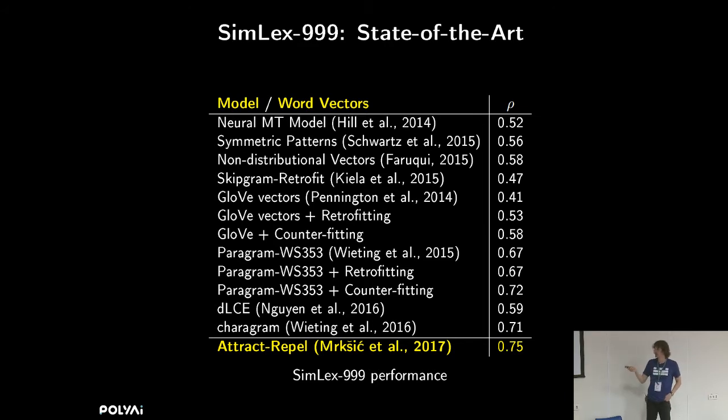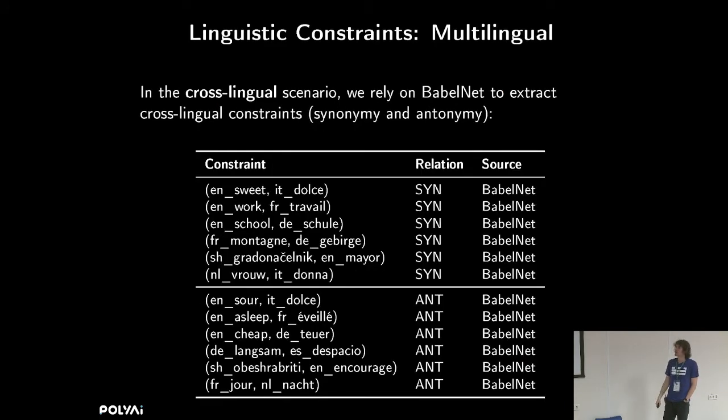And Attract-Repel is around 0.75, and we actually managed to even surpass the human performance on the data set. So now the system understands semantics better than the human. Well, okay, that's not the main message. And so what can we do with Attract-Repel and with those specialized vectors? I guess we won't come to that yet, so it's more NLP here.